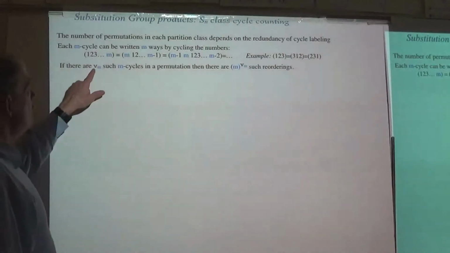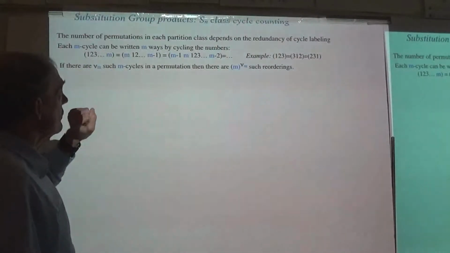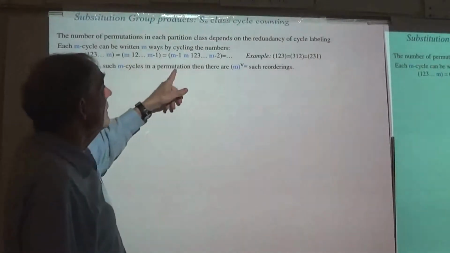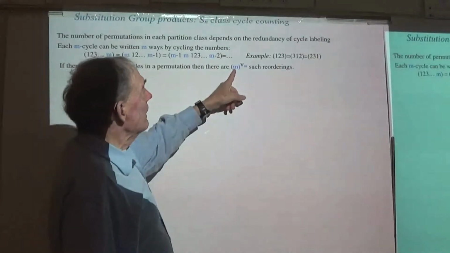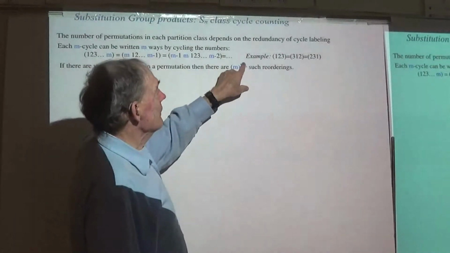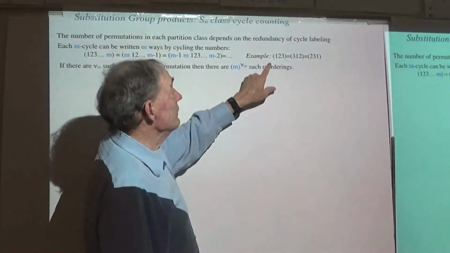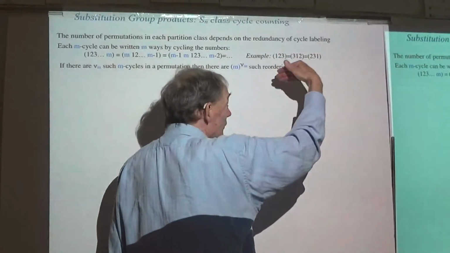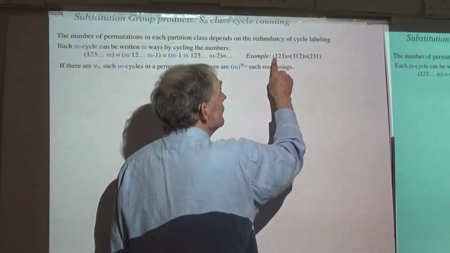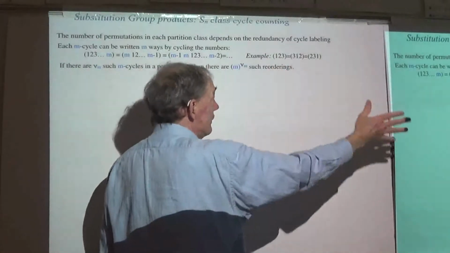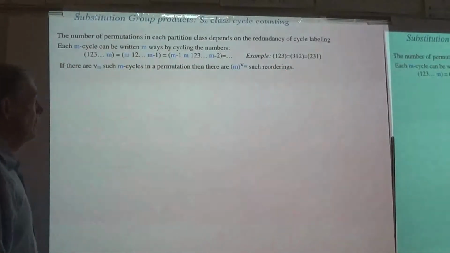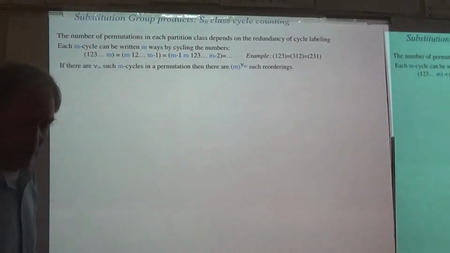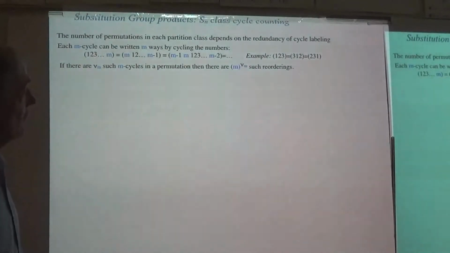And if there are ν_m of these in your particular permutation, God forbid, because it's a large thing, you've got a really big permutation you're worried about, you have m to the power ν_m such reorderings possible. So if I have 4 or 5 of these, I've got the 4th or 5th power of the 3 different ways that I can write each one of them.